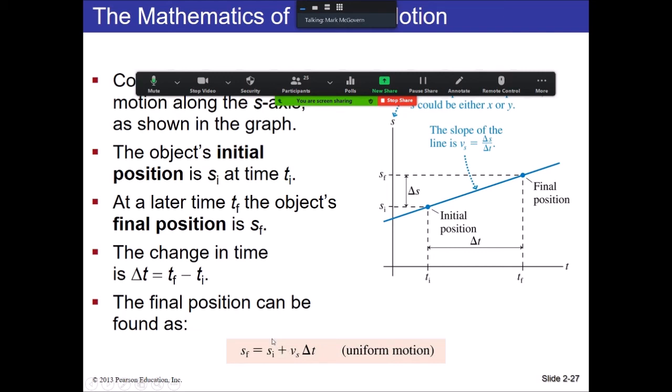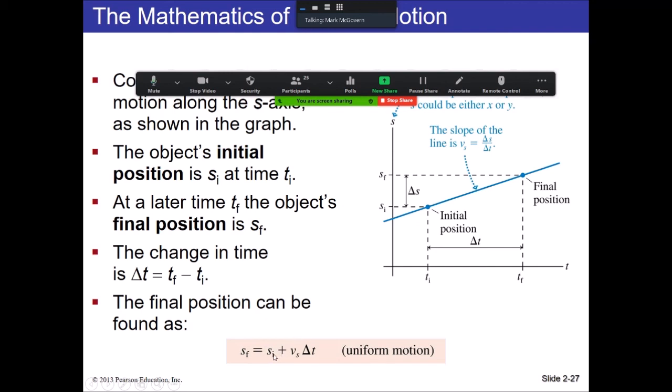Now, there is another way that you can write this equation. If you move the S sub i over to the other side of the equation, you can just create a delta S. And you have the same equation, but the delta S would mean displacement, and that would be equal to the velocity times the period of time. That's the definition of velocity. That's really what this equation is, ultimately. It's just the definition of velocity, written a little differently.